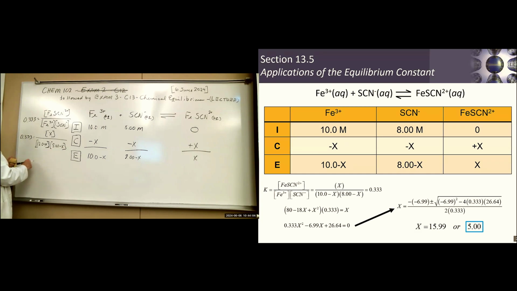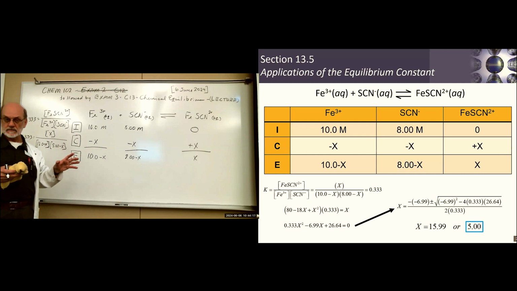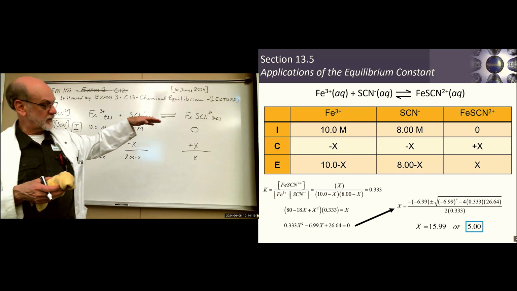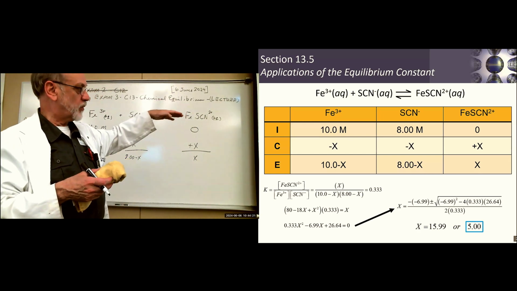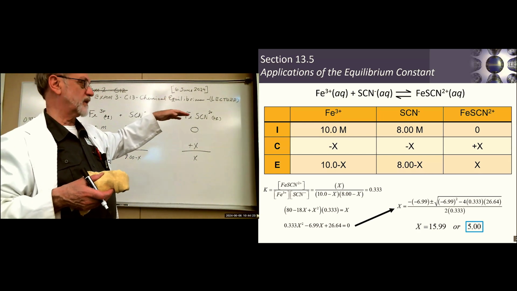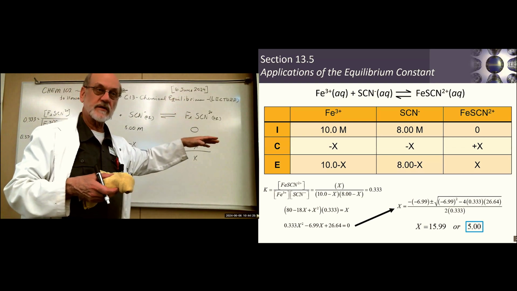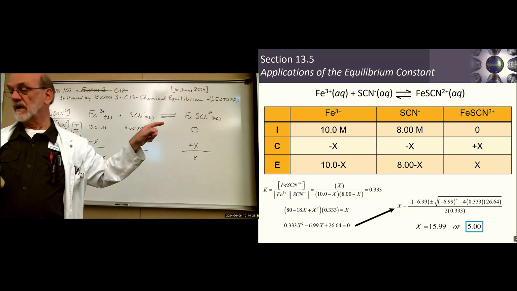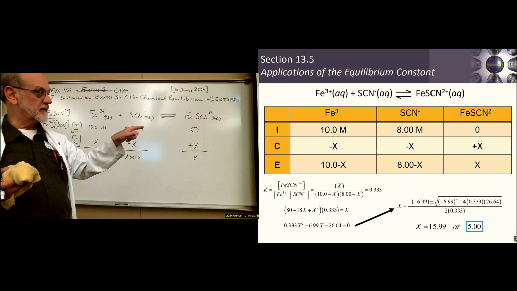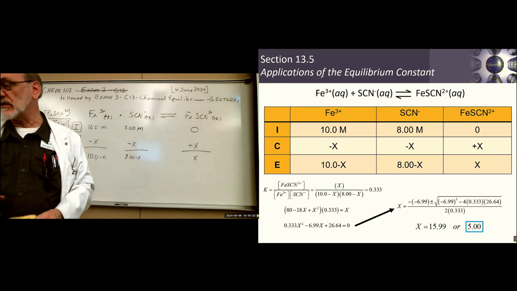And then you resolve the x factor with this factor. You have to go over here times that. And then you have to get all the quadratic on one side equal to 0. That's what we've done at the bottom there. So that's what we end up with: 0.333x squared minus 6.99x plus 26.64 equals 0. Once you got to that point, then you can use the quadratic equation.